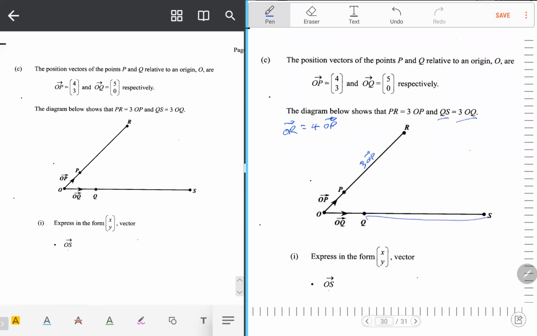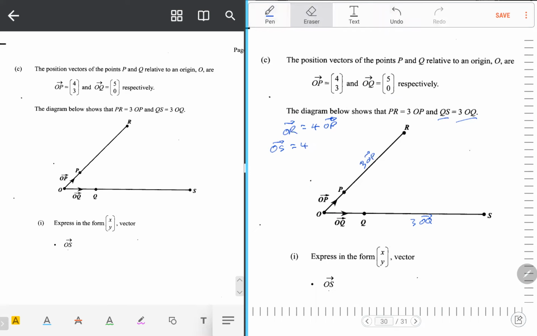And they also said that QS is 3SQ. See there, QS has 3 OQs on it. Same thing. So overall it is 1 OQ and 3 OQs, which is 4 OQs. So we can write that OS is 4 OQs. And we know what OP and OQ are, so we're making it easier for ourselves.